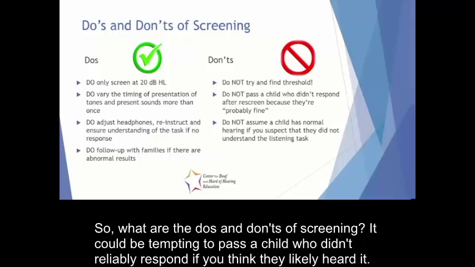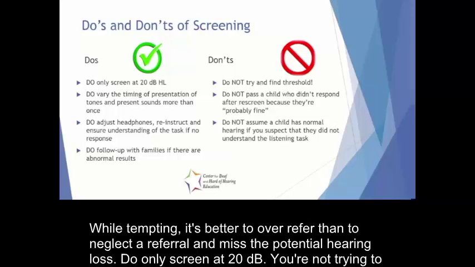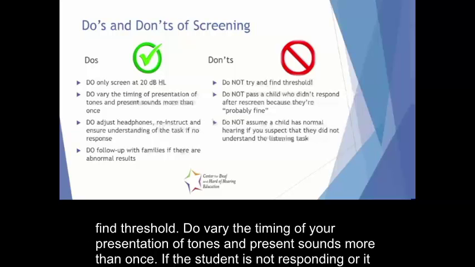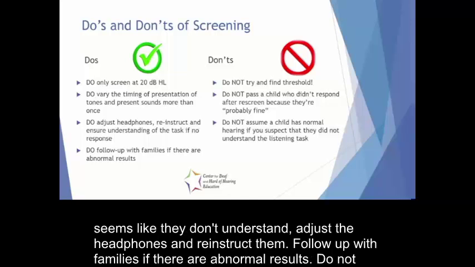It can be tempting to pass a child who didn't reliably respond if you think they likely heard it. While tempting, it's better to over-refer than to neglect a referral and miss a potential hearing loss. Do only screen at 20 dB. You're not trying to find threshold. Do vary the timing of presentation of tones and present sounds more than once. If the student is not responding or it seems like they don't understand, adjust the headphones and re-instruct them.